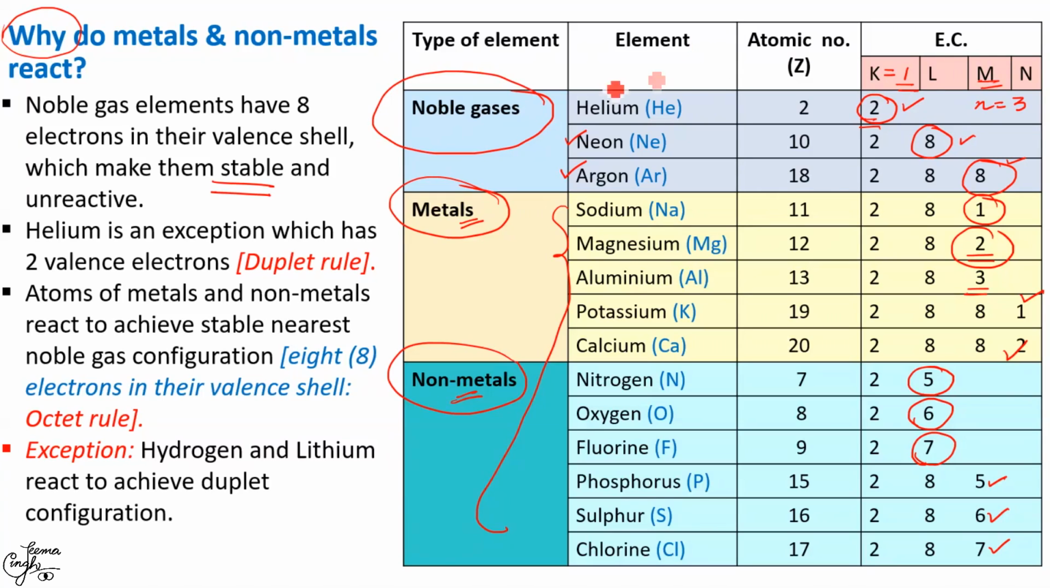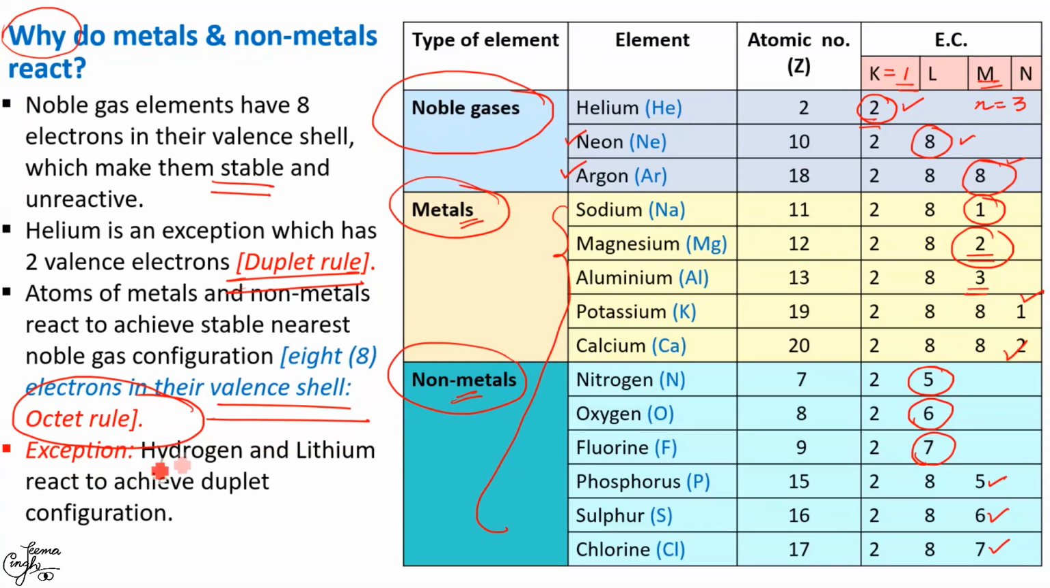Thus, atoms of various elements such as metals and nonmetals combine with one another to form compounds so as to achieve the nearest noble gas configuration with 8 electrons in their valence shell and thus become more stable. This is known as the octet rule, having 8 electrons in an atom's valence shell, except helium, which has 2 valence electrons, and here the rule is known as the duplet rule.